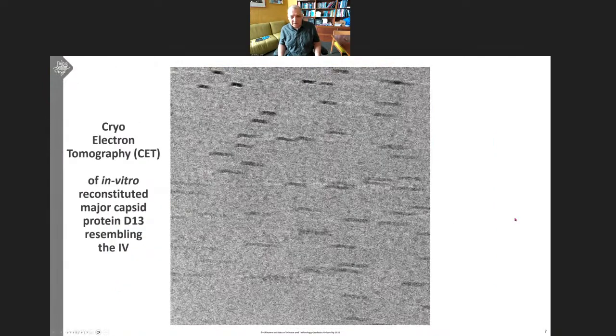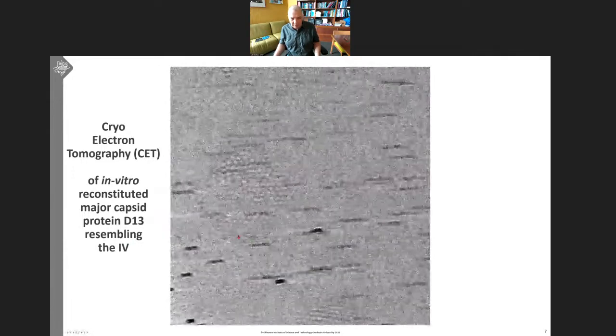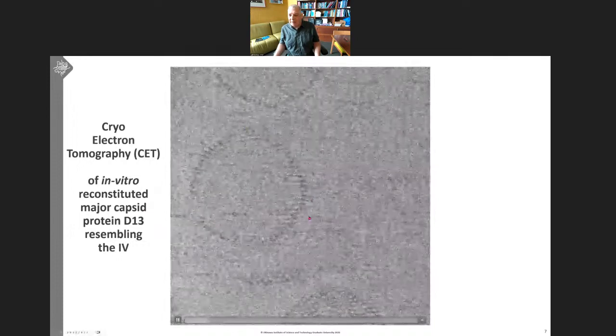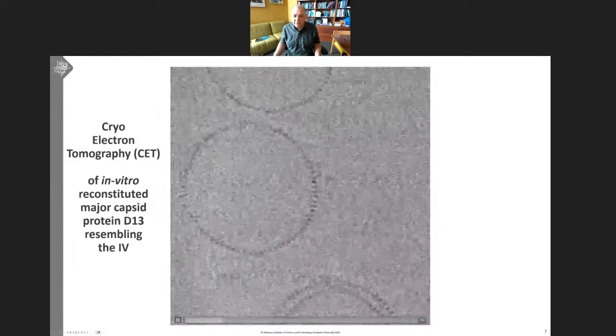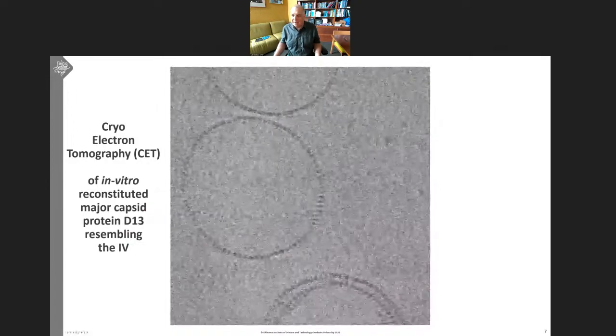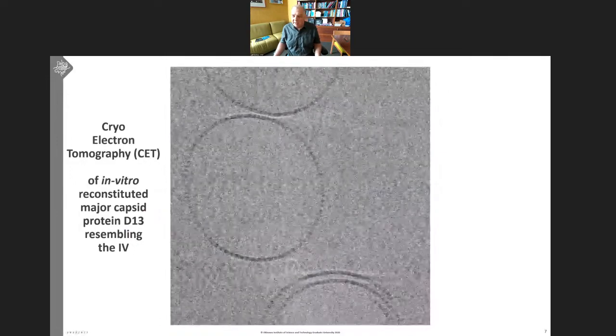Now, I'm showing you here an electron tomogram, and you can see the circular outline of IV particles assembled from in vitro expressed D13 protein. And it forms a honeycomb-like pattern, just like the wild-type IV that has been found in cells.